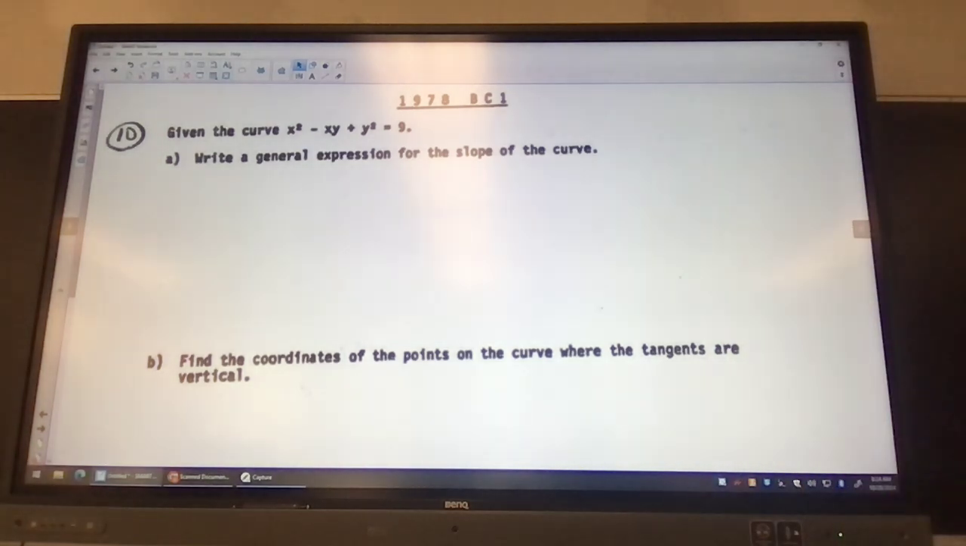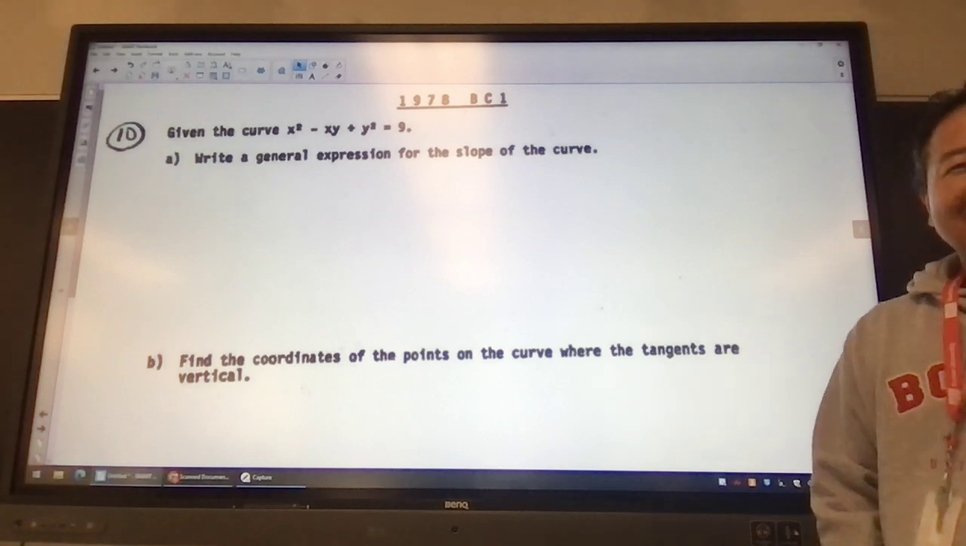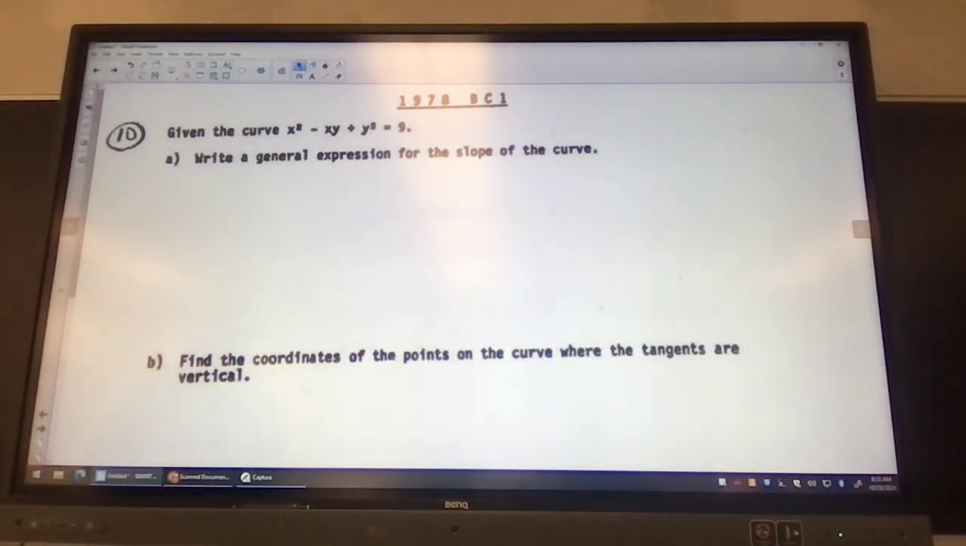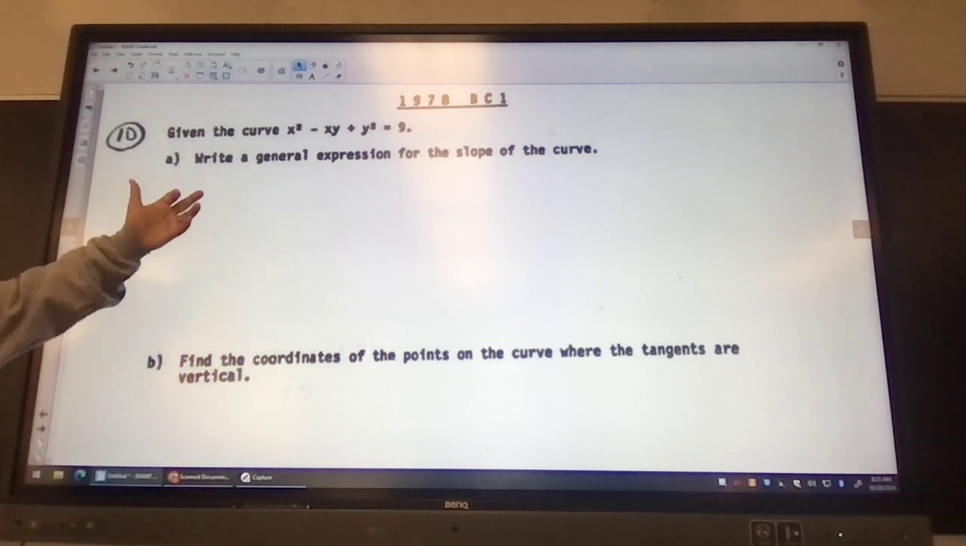So this is number 10 from 1978. Yay. Yeah, it's not that long ago, you know. That's when, I'm sure, many of your parents were born, or that's after I was born. You know, I was well alive. So I was able to speak by then. Now let's look at this one, guys.